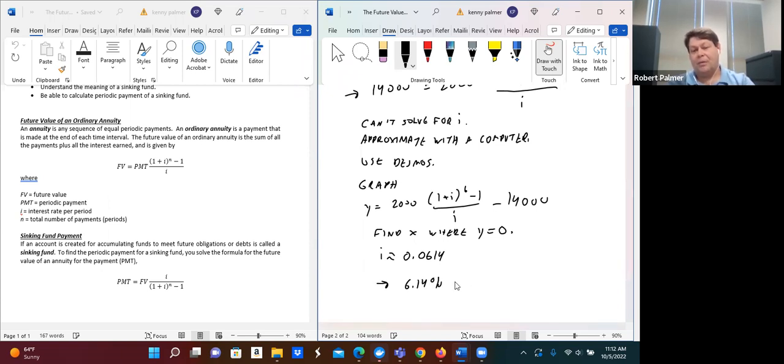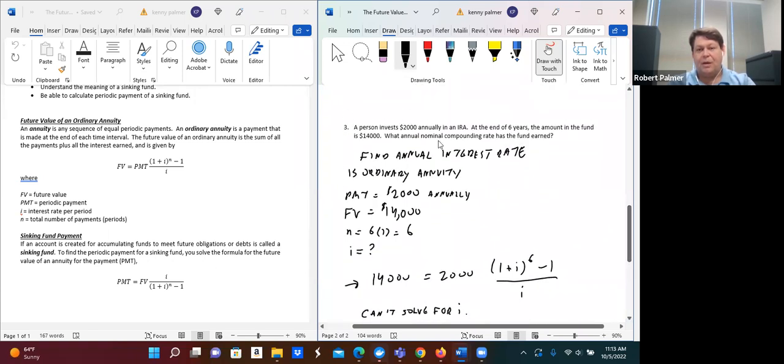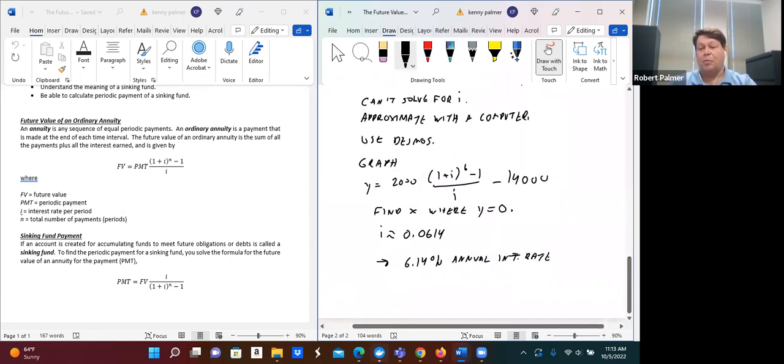And so what that means then is that's going to be 6.14% annual interest rate. So that's the annual interest rate. So for our conditions, once again, let's see what we started with. If we're going to make $2,000 annually into an IRA for 6 years, compounding annually, and want to achieve after those 6 years $14,000, then the interest rate we need to make that happen is about 6.14%.